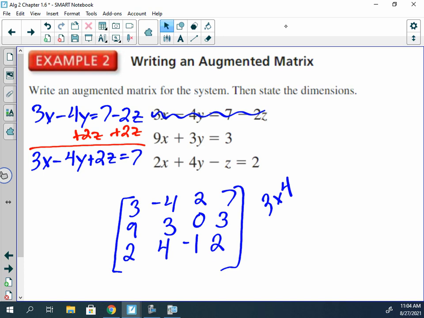I did have someone ask me first hour, does the order in which we put these three matter? No. Because remember when we solved equations yesterday, how we could switch the order of the equations but still get the same numbers? The order in which we put these three doesn't matter. Okay?